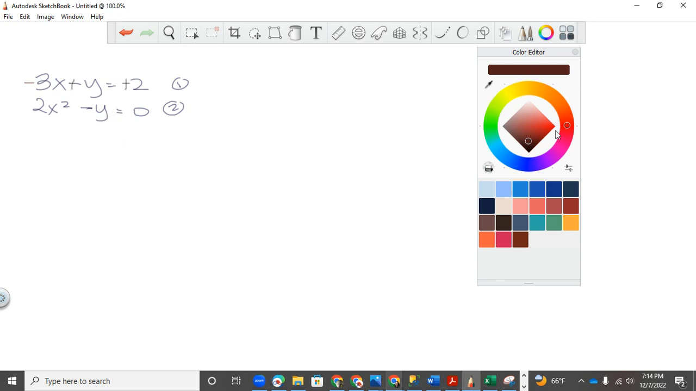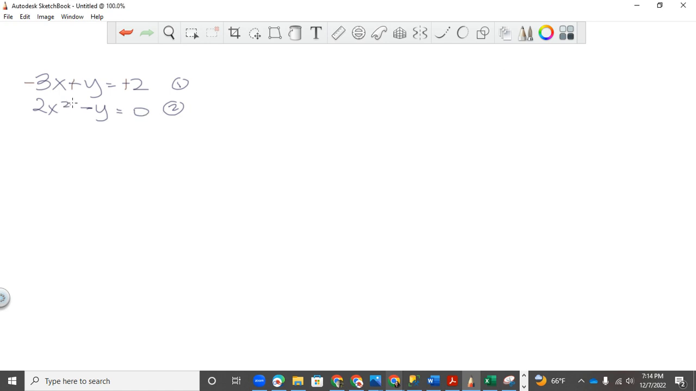The reason we want it that way is that we want the coefficients of y to be the same but with opposite signs. So now we can add. When we add, the negative 3x and 2x squared you can't really add because they're not like terms, so you just write them out: 2x squared minus 3x. I put the 2x squared first because it has a higher exponent. The y cancels out, equals 2. So now you have a quadratic equation, which we will call equation 3.